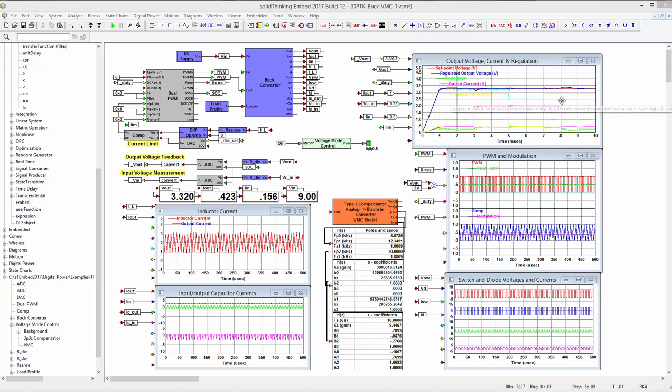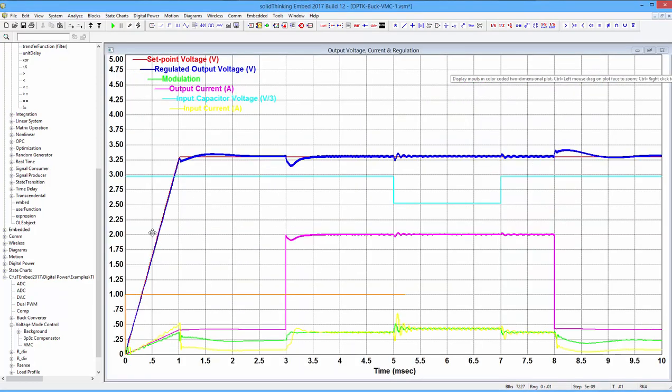So now we've finished that simulation. We can see the results here of the output voltage on a load step, increasing the load, a step on the input voltage, and turning off the load again.